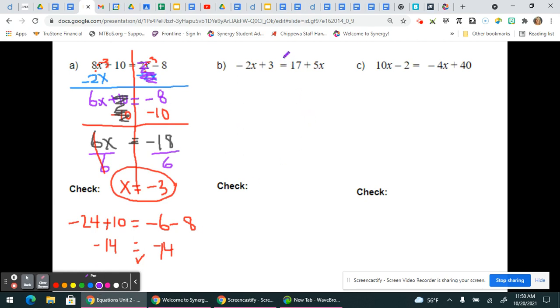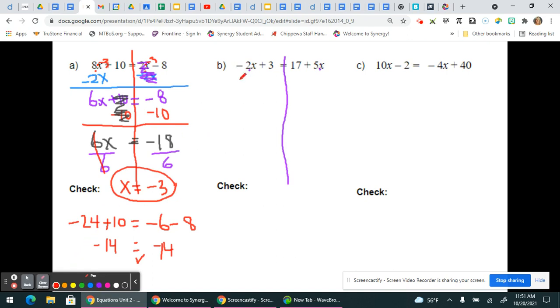Find your equal sign. Negative 2x plus 3 equals 17 plus 5x. I'm going to put my line in. So here we go. We need to isolate our variable because our variable turns up on both sides, and we can't solve for x if it's on both sides. So let's find the smaller one. I've got negative 2x here and 5x here. So I'm going to remove the smaller one so that I don't have to worry about any negative signs.